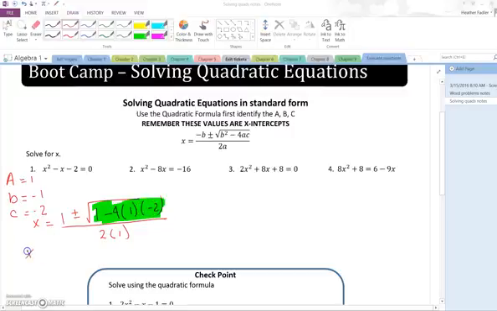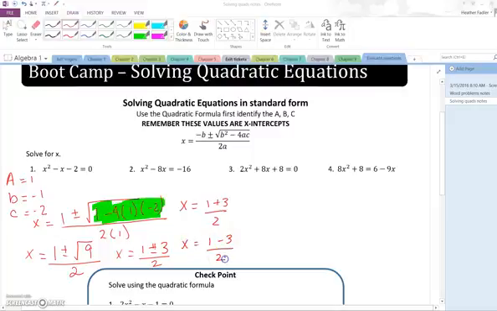All right, so now we have x equals 1 plus and minus the square root of 9 over, go ahead and simplify the bottom. So the square root of 9 is 3. So we have x equals 1 plus and minus 3 over 2. So remember, there are two solutions here because the square root is not equal to 0. So we're going to separate this into two equations. x equals 1 plus 3 over 2 and x equals 1 minus 3 over 2.